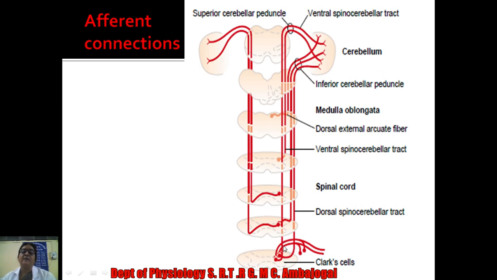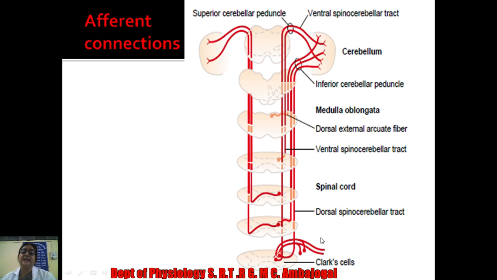Both the ventral spinocerebellar tract and the dorsal spinocerebellar tract are sensory tracts. But what is the difference? The ventral spinocerebellar tract mainly sends which information to the cerebellum? It mainly sends the motor efference copy. The dorsal spinocerebellar tract arises from the Clarke cells located in the spinal cord. The ventral spinocerebellar tract carries from both sides, the same side as well as the opposite side, and the dorsal spinocerebellar tract mainly carries information on the same side.